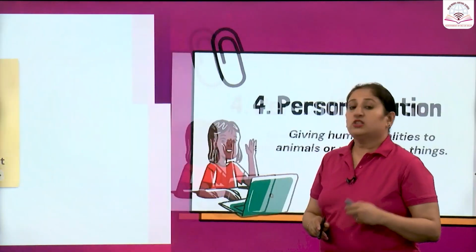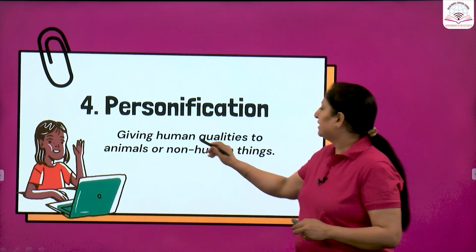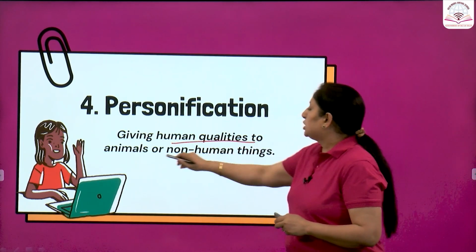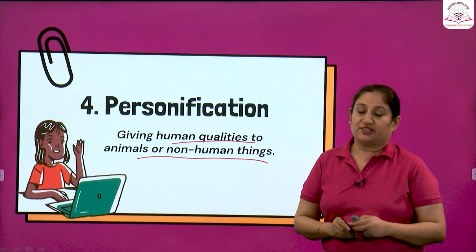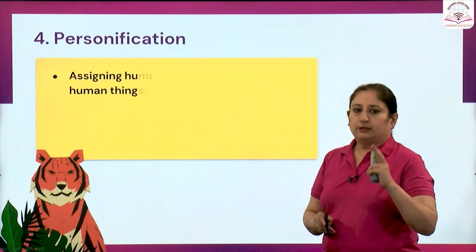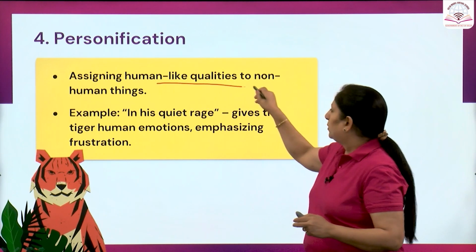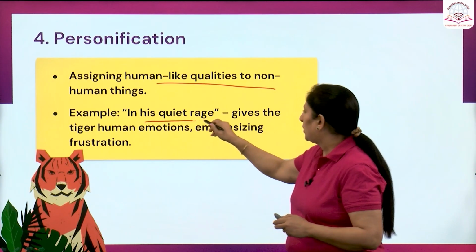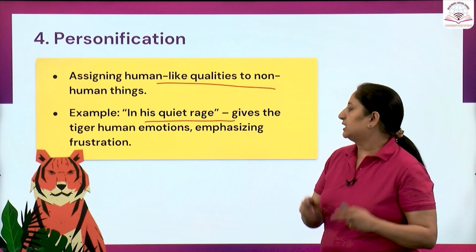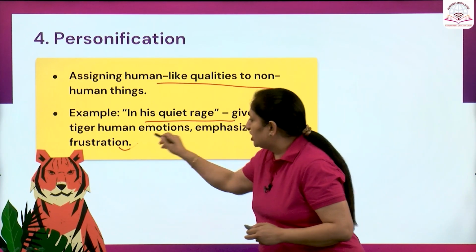Let's talk about another poetic device, which is personification. Giving human qualities to animals or non-human things is personification. And in the poem, the poet deploys this by assigning human-like qualities to non-human things. Example, "in his quiet rage," it gives the tiger human-like emotions, emphasizing his frustration.